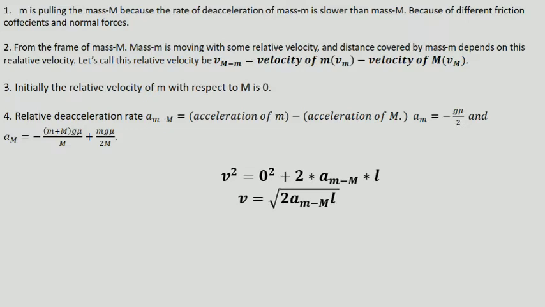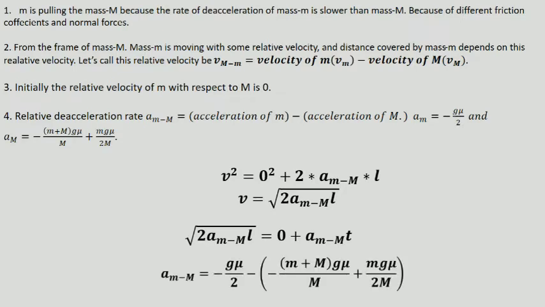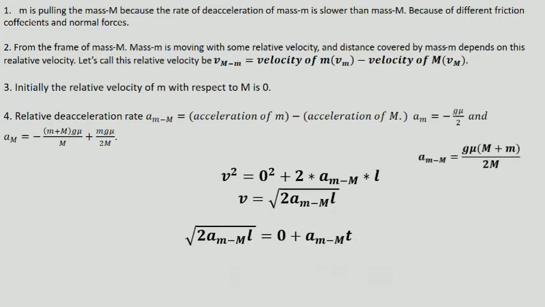We know that v equals u plus at, and putting the value of v and all other values, we have this. We know that a small m minus M equals negative g mu by 2 minus negative g mu times (M plus small m) divided by M plus m g mu by 2 by, sorry, capital M it is. So we have the relative deceleration equal to this, we write this in the corner, and putting the values, we get t equals the square root of 4 M L divided by g mu times (M plus small m), and that is our correct answer.